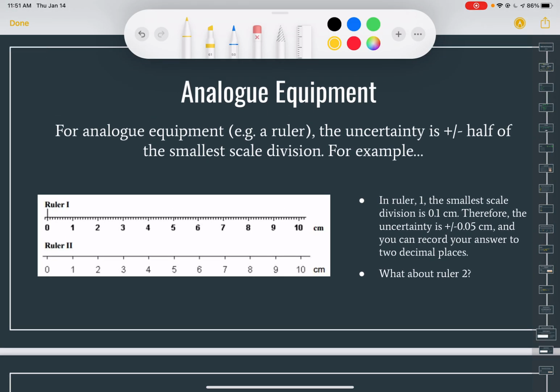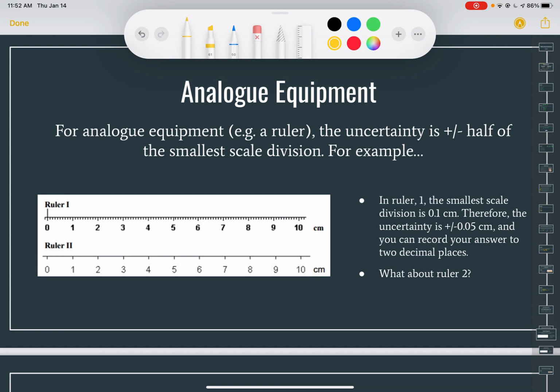For analog equipment, like a ruler, so analog means it's not digital in any way, the uncertainty is plus or minus a half of the smallest scale division. So for example, on a ruler, the smallest scale division is 0.1 of a centimeter or 1 millimeter. So therefore the uncertainty is plus or minus 0.05, so half of that. And you can record your answers to 2 decimal places.